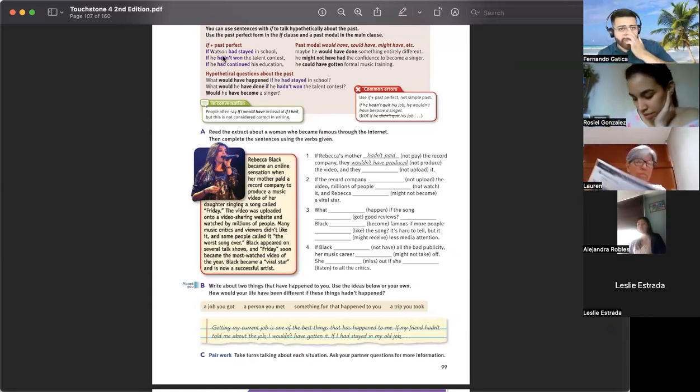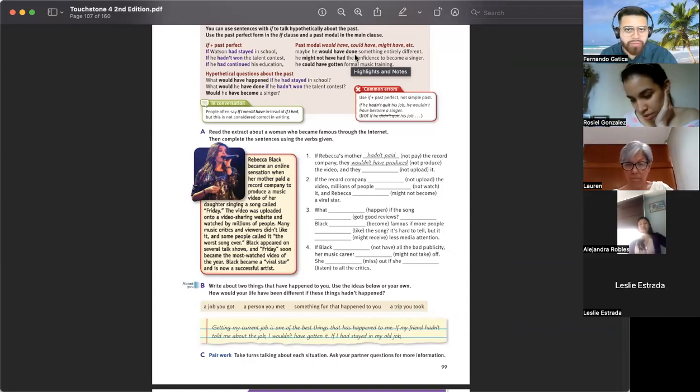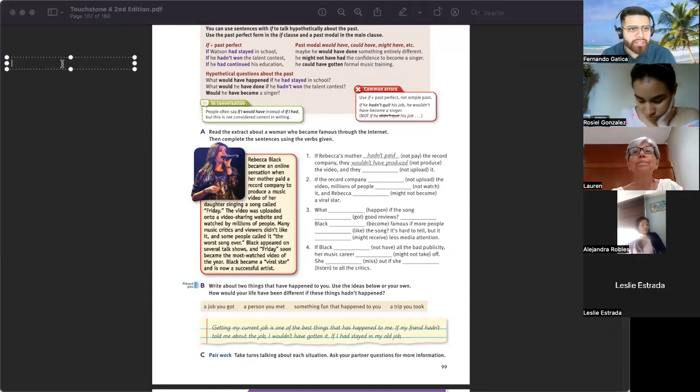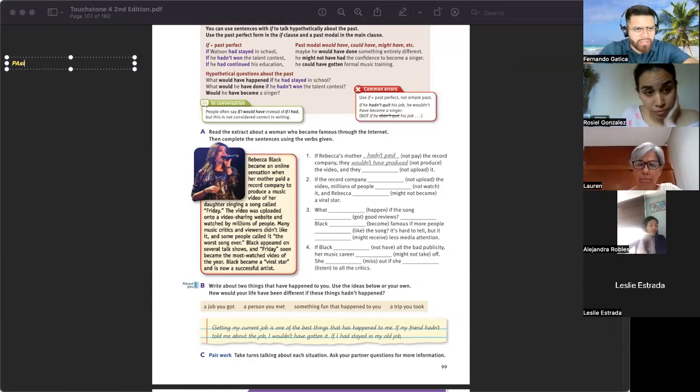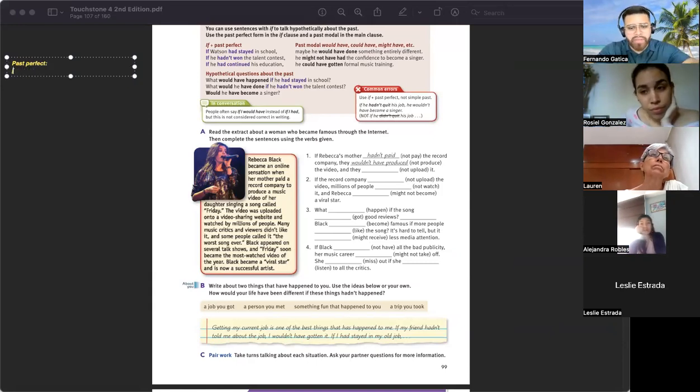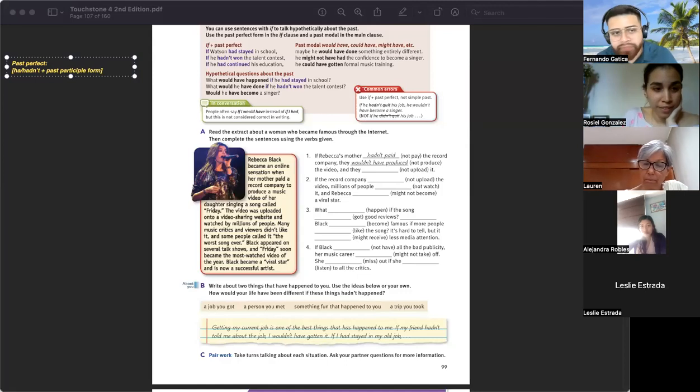So before we begin the lesson, there's something that you need to review. There's this thing called the past perfect. We talked about this already, I think on unit 5, the past perfect. But remember, the past perfect has a structure of had or hadn't plus the past participle form of a verb.